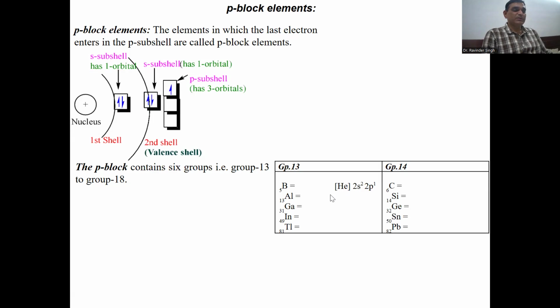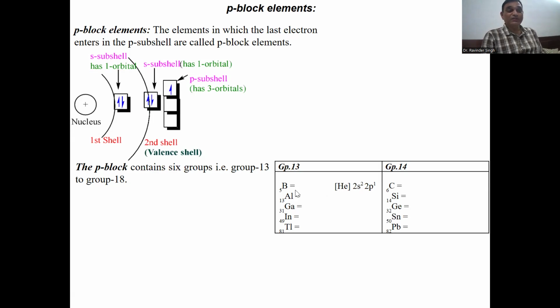Now, what about the remaining elements: aluminium, gallium, indium, and thallium? As we move down any group, the number of shells increases. Here, the valence shell is the second, 2s2, 2p1. That's the valence shell configuration of group number 13.